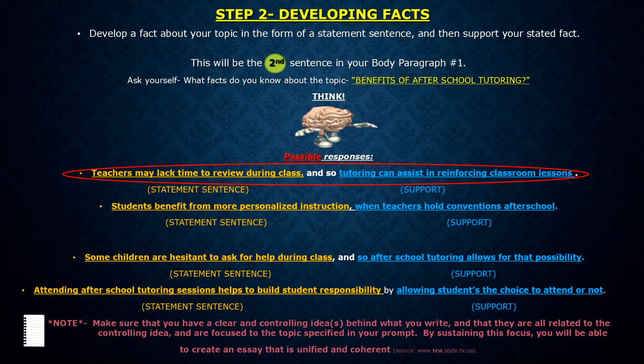Now go ahead and look at the reflection note. Make sure that you have a clear and controlling idea or ideas behind what you write, and that they are all related to the controlling idea and are focused to the topic specified in your prompt. By sustaining this focus, you will be able to create an essay that is unified and coherent.